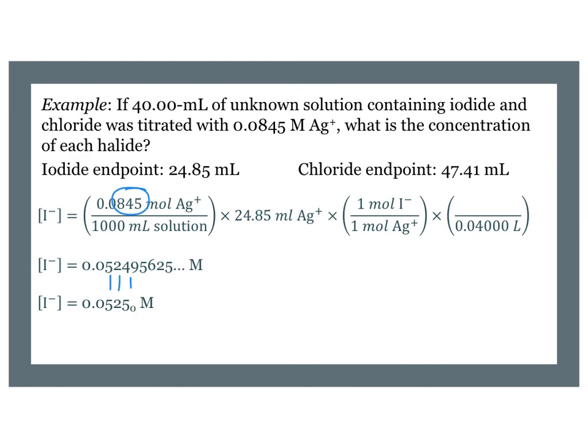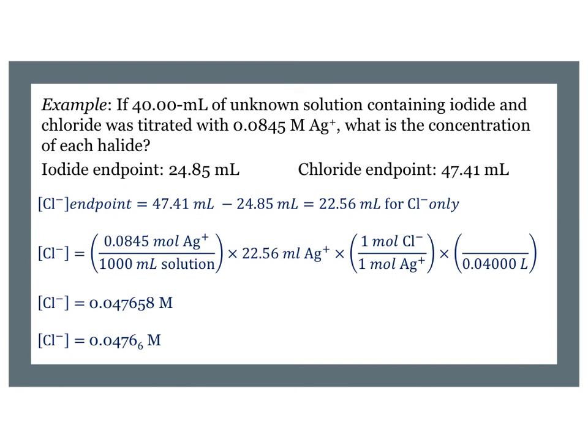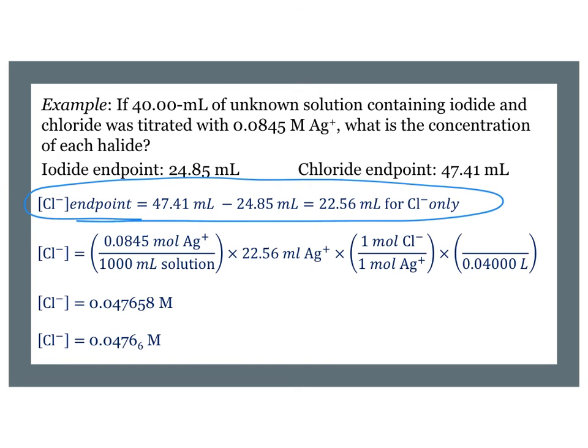What's our first step? The first step requires us to subtract the amount of silver solution required to reach the iodide endpoint from the total volume used for the entire titration. So right here. Next, we set up the problem as before, noting that if we want to retain an additional uncertain digit, we can do so as long as we subscript the number. That's all for now.